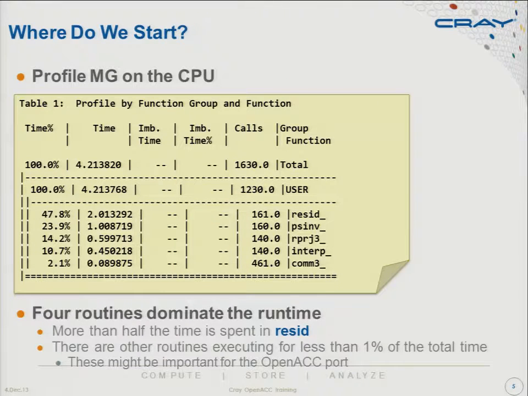So what do you do? Where did we start? The first thing you should do is profile your code running on the CPU, because you want to understand something about how the code works. So you do a pat build, you do a tracing experiment using the -u flag to say, trace all my user functions. And when you do that and you get the .xf file and you look at it, you get a profile that looks something like this.